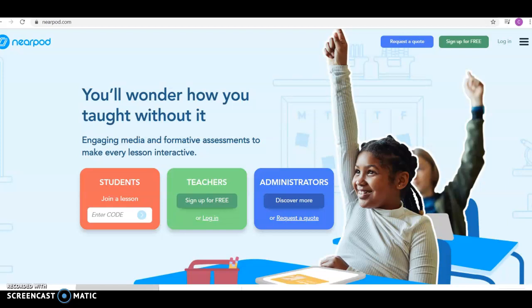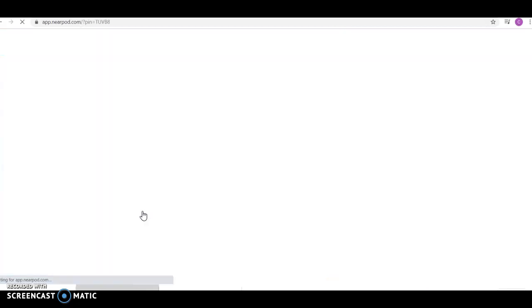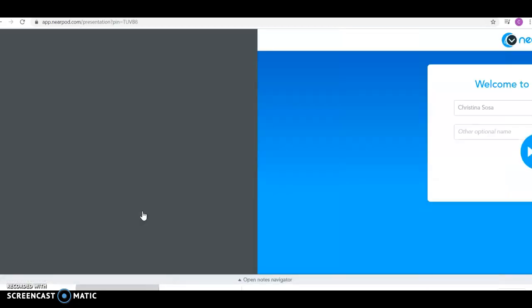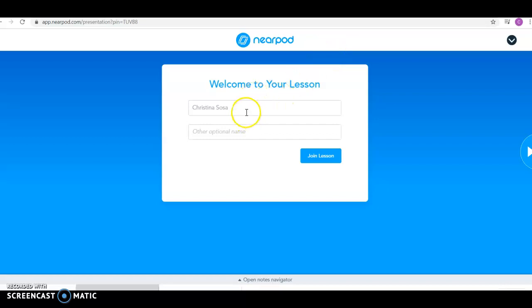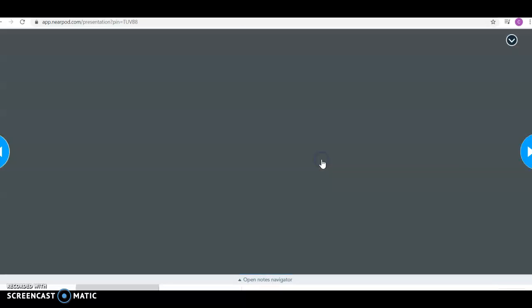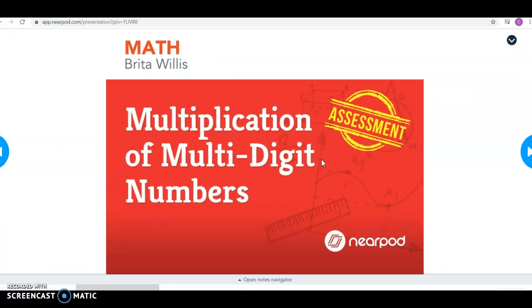This is a Nearpod lesson that I use in my 4th grade math class that is standard aligned. What the students do is they go to Nearpod and they get a code to enter that is given to them by me. That way they can sign into the lesson. They go ahead and type in their name and then they can start the assessment.